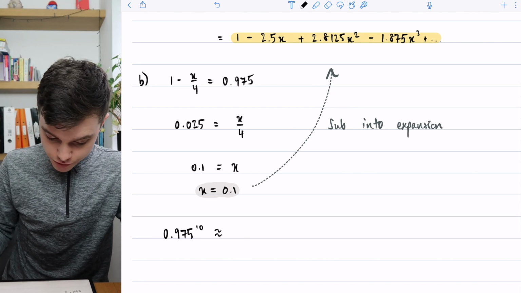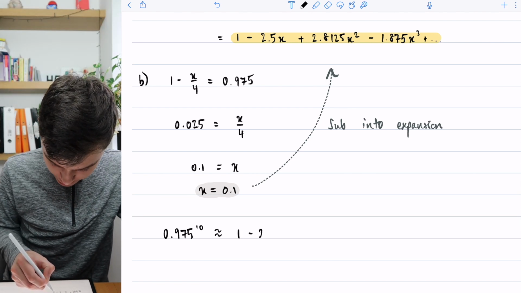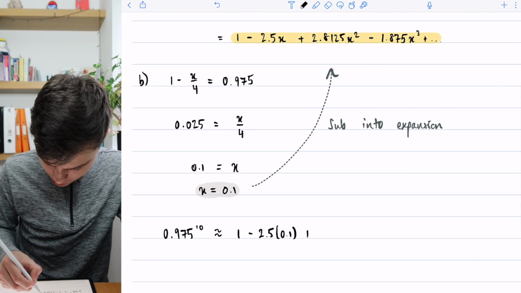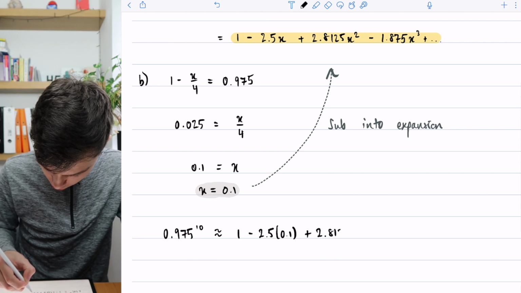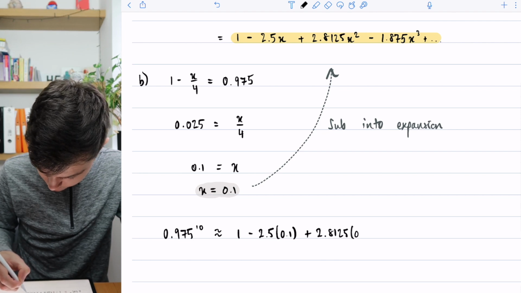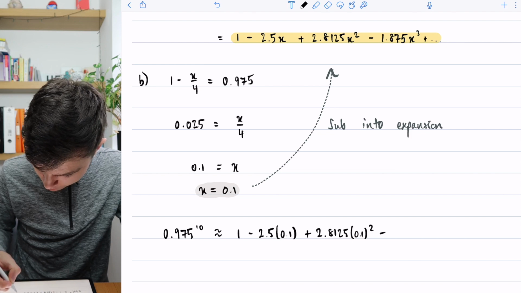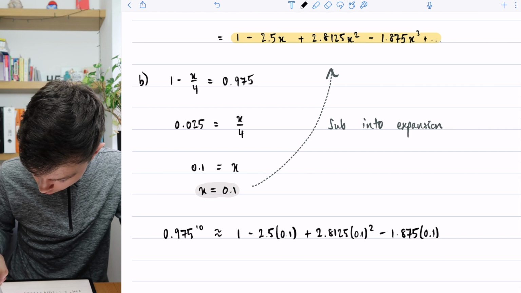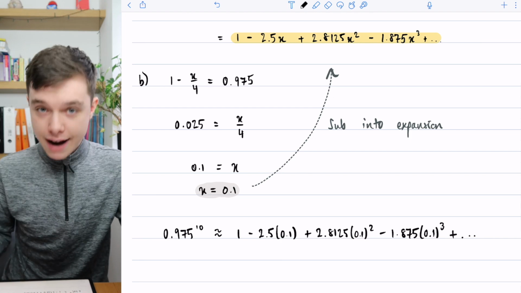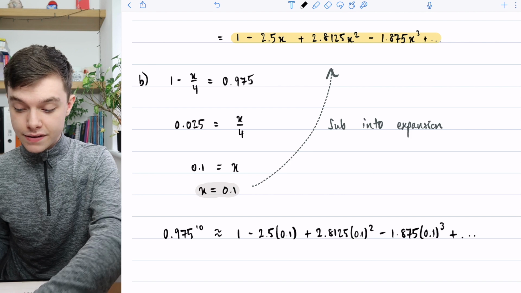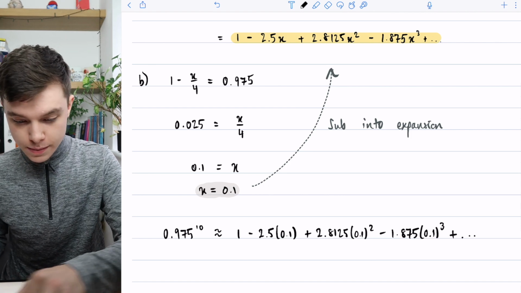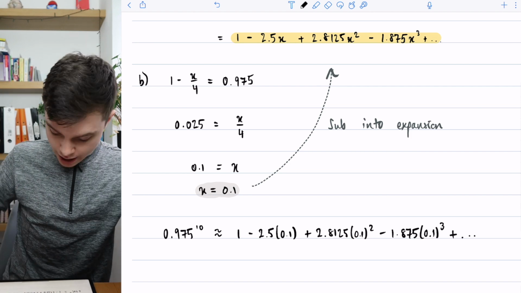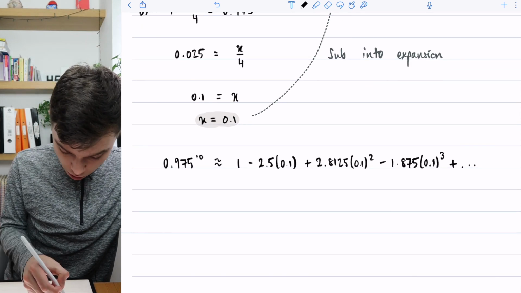So all I need to do is just substitute in. We're going to have 1 minus 2.5 times x. x is 0.1, we've just worked that out. Plus 2.8125 times 0.1 squared minus 1.875 times 0.1 cubed, and that carries on, okay? The dot dot dot signifies that it carries on, and I'm just going to pull the answer from the book. So we've done that there, and then this is what we get if you actually work out what they are.